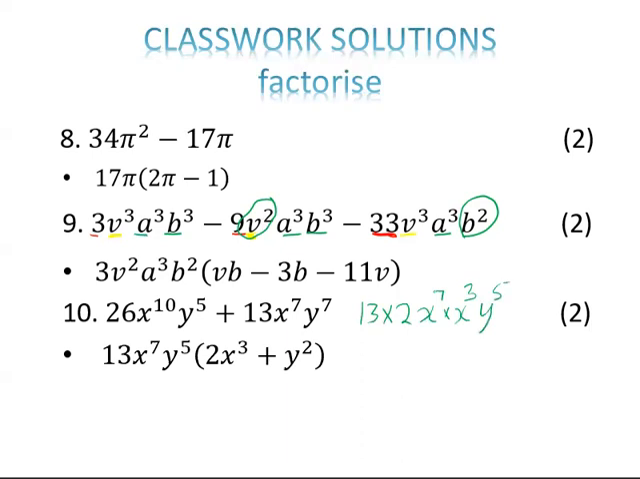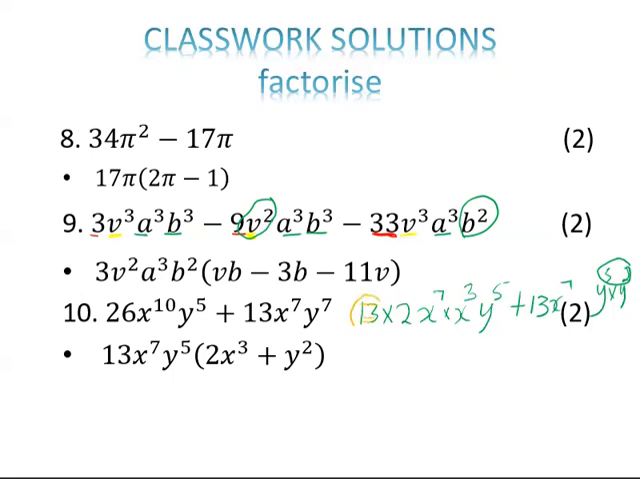And then I'll have plus 13. Then when it comes to x, I'll have x to the exponent of 7 here. And then I'll have y to the exponent of 5 times y to the exponent of 2. When we add these two exponents, that will give me 7. Now, if I was to highlight my common factors, my common factors here will be 13.